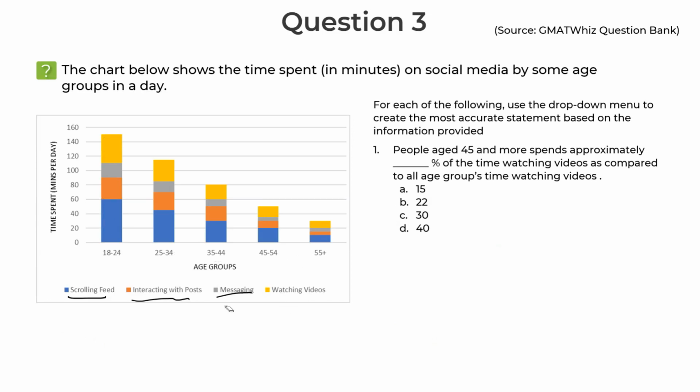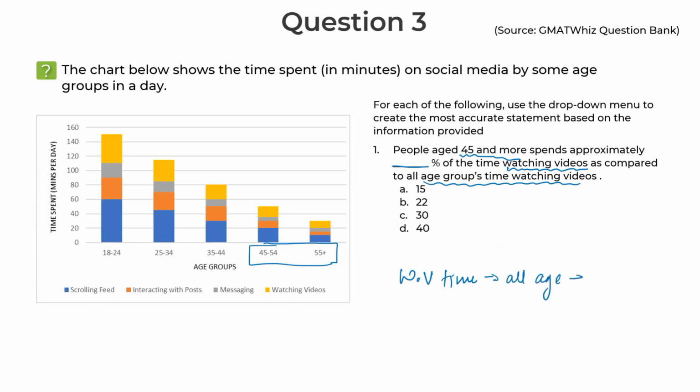Now let us read the question. The first one that is given to us is people aged 45 and more, which means we are talking about these two age groups. People aged 45 and more spend approximately what percentage of the time watching videos as compared to all age groups' time watching video. So I need to find out the watching video time of all the age groups.